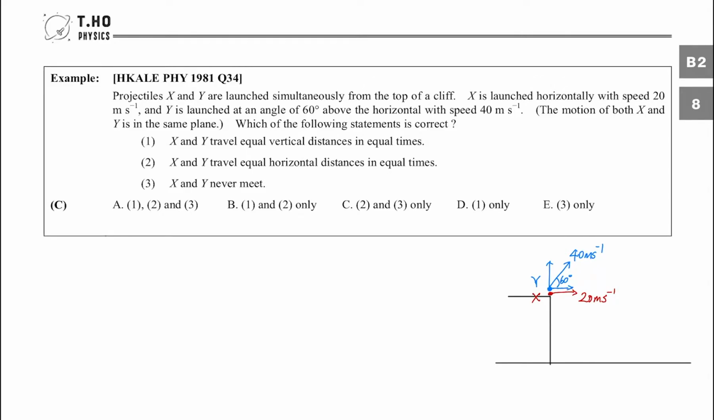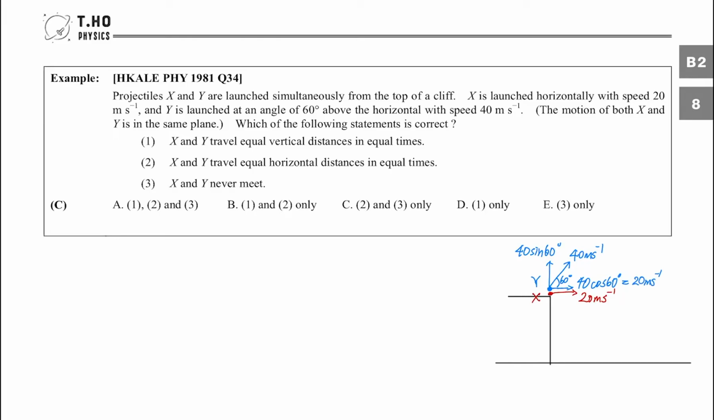First of all, because projectile Y is going at an angle, we are trying to resolve the velocity of Y into its horizontal component and vertical component respectively. The horizontal component will be given by 40 cosine 60 degrees, which turns out to be 20 meters per second. So that means projectile Y is going horizontally at 20 meters per second, which is the same as the horizontal velocity of projectile X. And the vertical velocity of projectile Y is given by 40 sine 60 degrees.